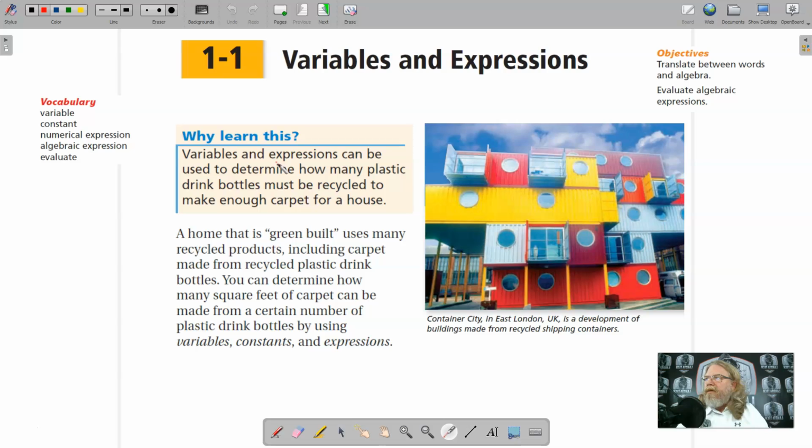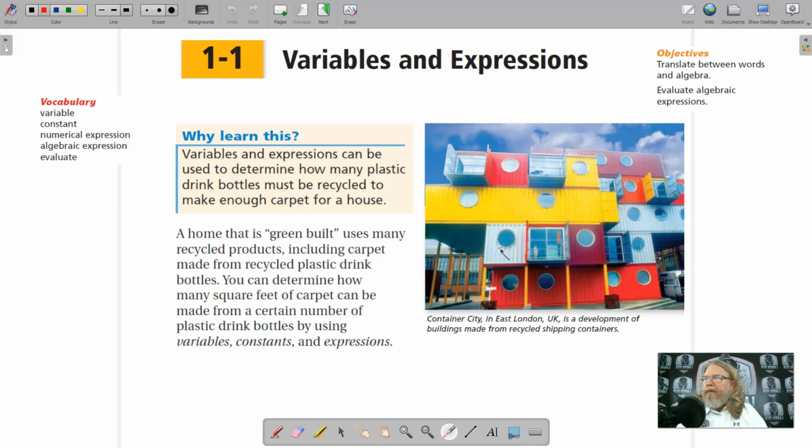So why learn this? Well, because variables and expressions can be used to determine how many plastic drink bottles must be recycled to make enough carpet for a house. A home that is green built uses many recycled products, including carpet made from recycled plastic drink bottles. You can determine how many square feet of carpet can be made from a certain number of plastic bottles by using variables, constants, and expressions.